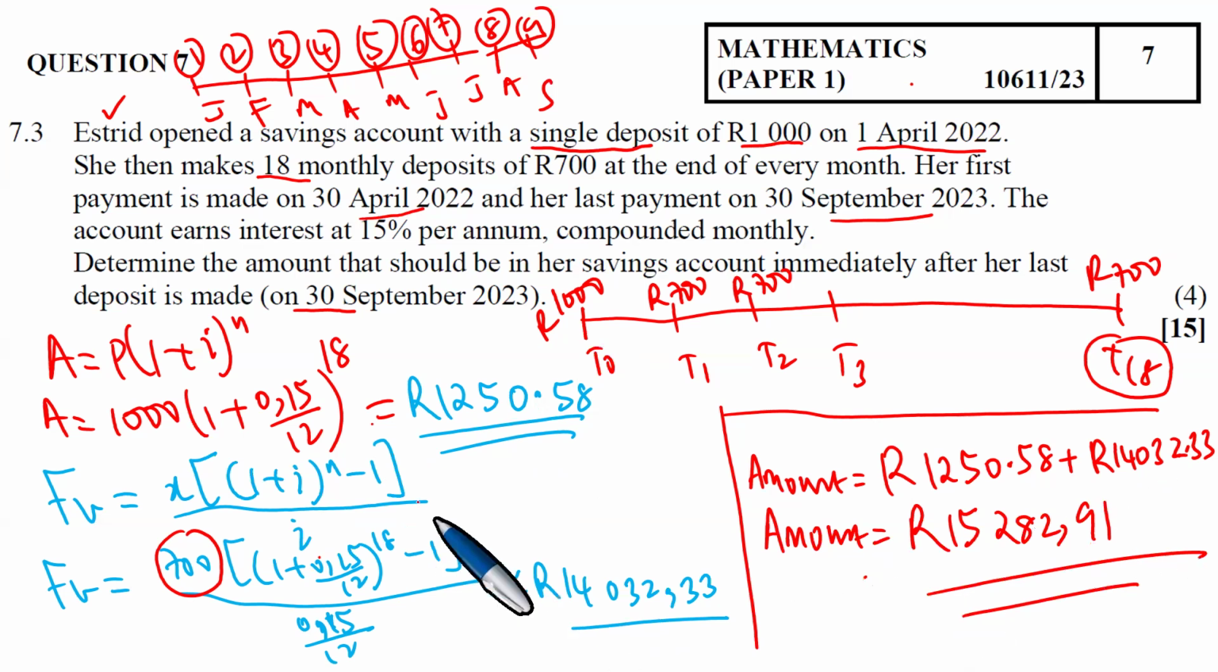So the future value must be added to the amount that the 1,000 is going to be, because that 1,000 is going to grow because it is subject to what? To interest. Any question? No questions. Okay, we'll move on.